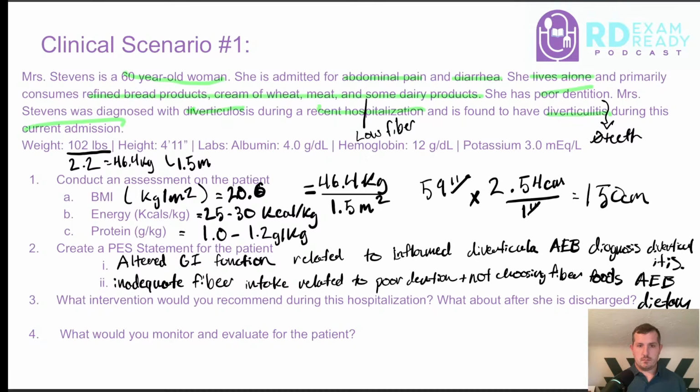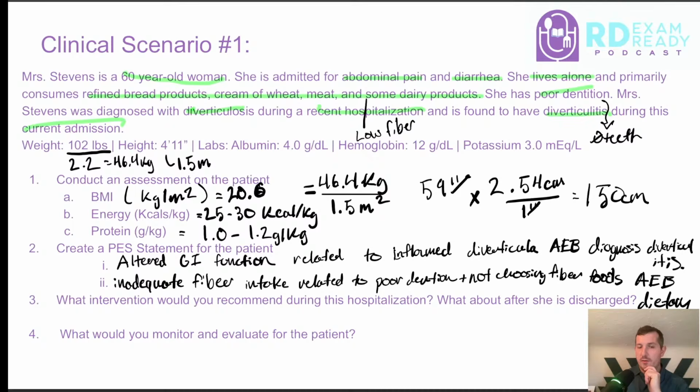Good. All right. Love it. And then what would you monitor and evaluate for the patient? Let's say you were seeing them as an outpatient. What would be some really, really simple things you think you would monitor and evaluate? Would it be signs? Would it be symptoms? Would it be anthropometrics? Would it be intake? What would you be looking at in that case? Yep. Counsel on strategies. Yep. That's good.